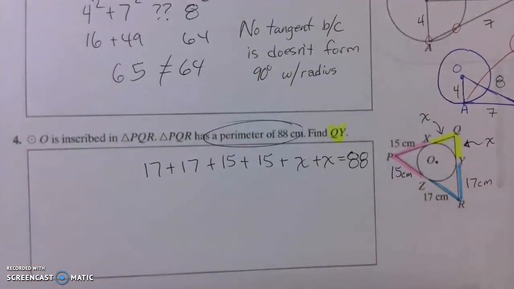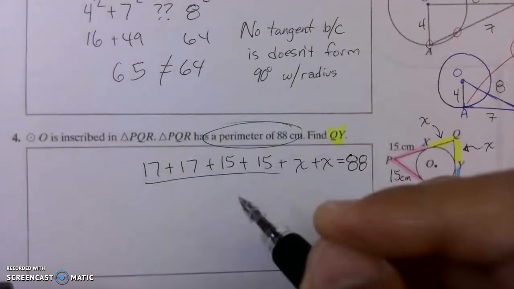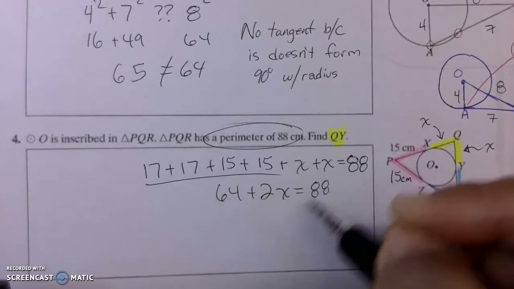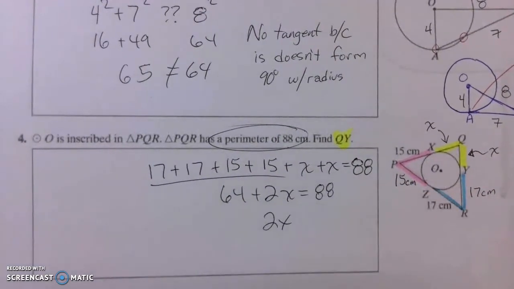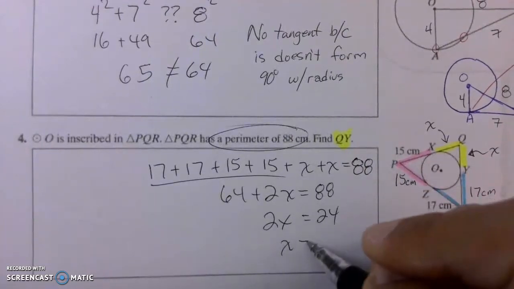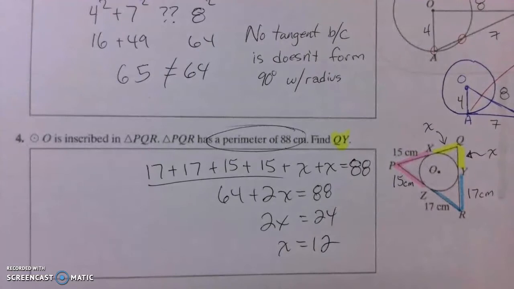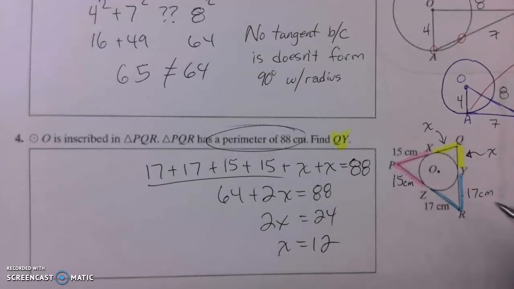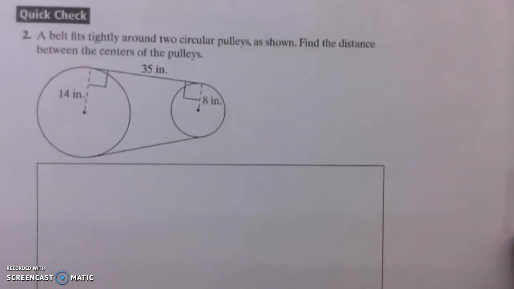And then from here, we just use the calculator. I'm going to add up all these numbers, and that's 64 plus 2x is equal to 88. And then we're going to subtract 64 from 88. And so it looks like x, the yellow, is 12. Okay? But when you are on the outside, these two outside segments are equal because you are tangent. Okay, we're going to now go to number 2 and finish this thing up here.